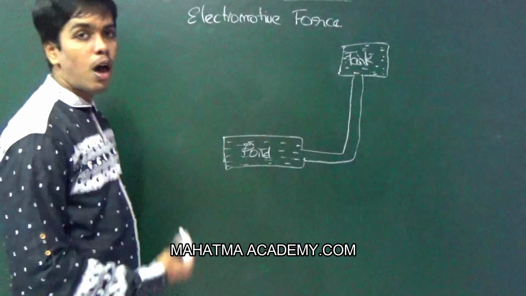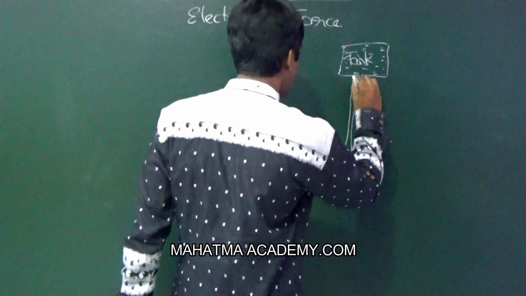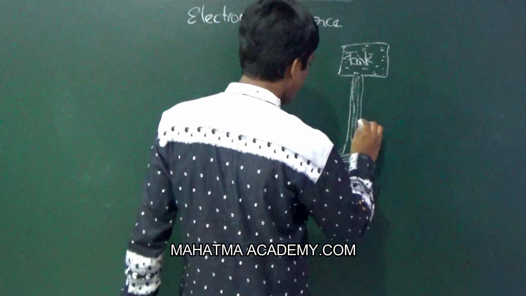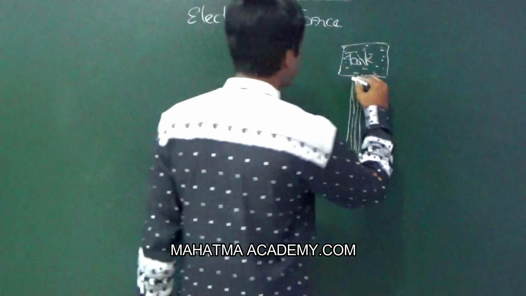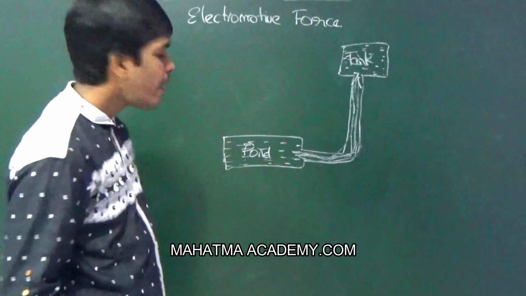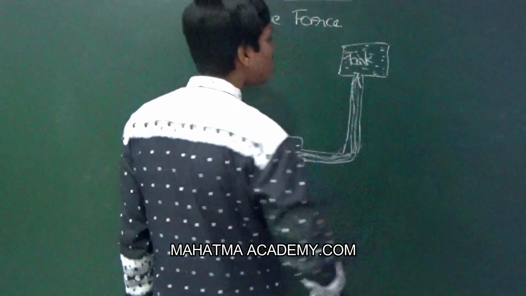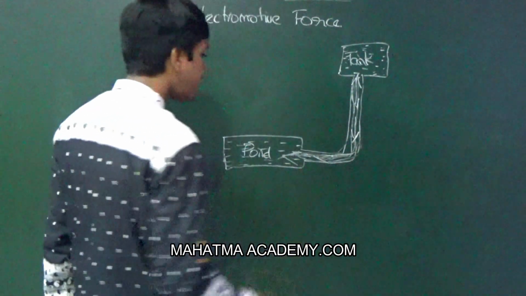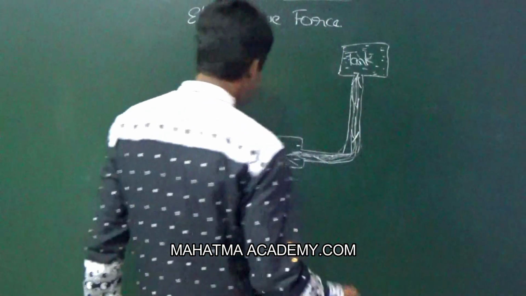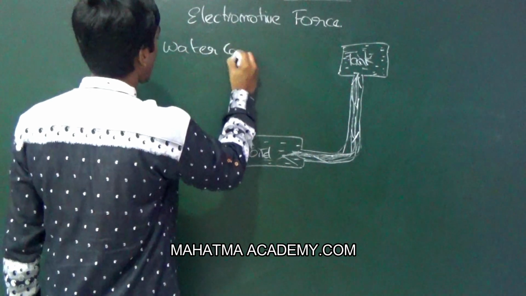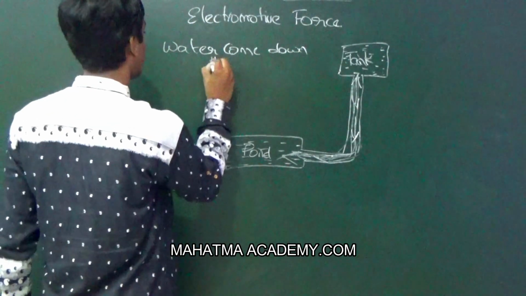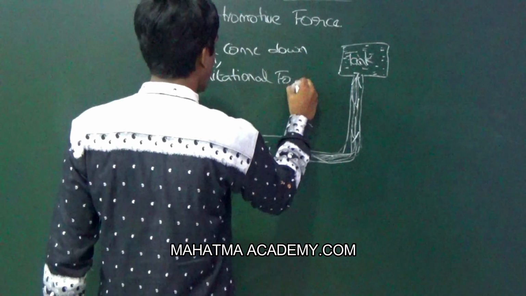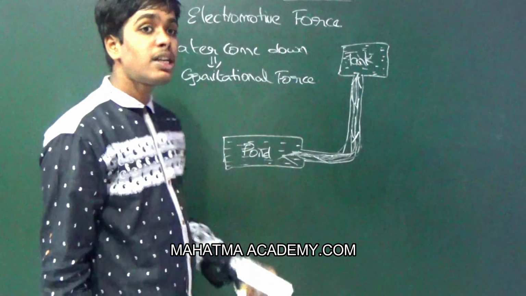Okay, how will it flow? Will it flow directly upwards? But it does not happen because the gravitational force acts. Gravitational force pulls downwards, so the water will come downwards because of the gravitational force. The water comes down by gravitational force.